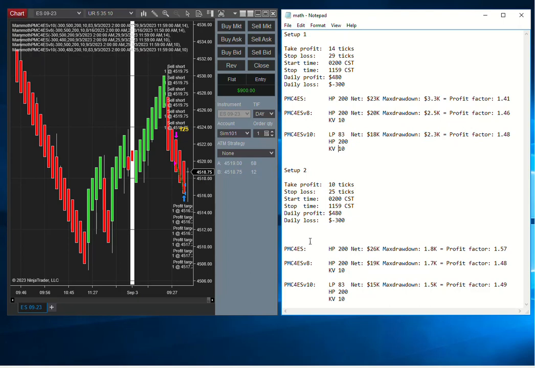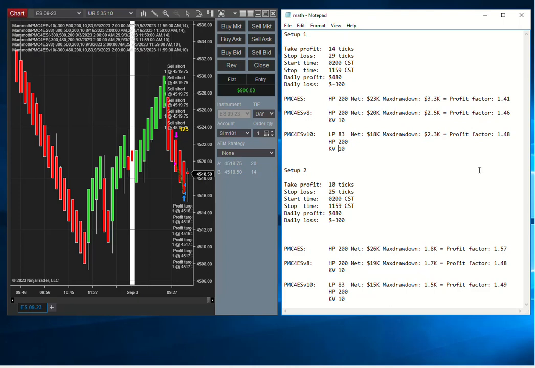But for the smaller range with 10 ticks in profit and 25 in loss, for the original PMC 4ES HP, you look at 26K as a net and max drawdown is 1.8, lesser than this one, which has a larger stop loss and a larger take profit. But you actually look at the net profit is higher than the larger setup. Profit factor is 1.5.